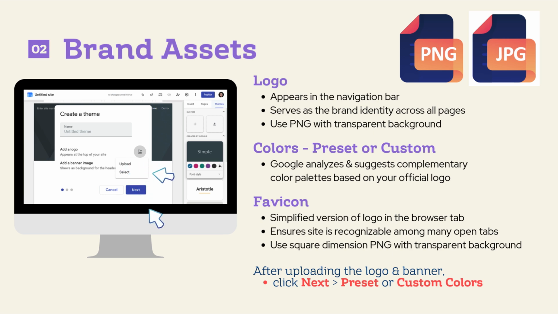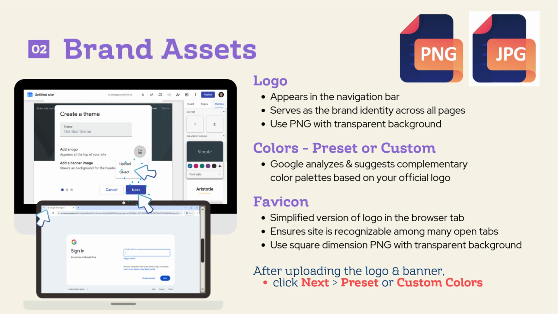Google Sites takes the heavy lifting out of color theory. After uploading a logo, Google automatically analyzes and suggests matched, complementary preset color palettes. If you have an exact brand guide, you can switch over to custom colors and input your specific hex codes to keep it perfectly accurate.